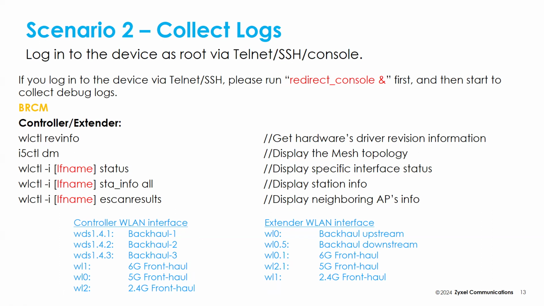Okay, so if we want to collect information from a specific interface, we can use the 3 commands listed here. Please note that the IFN marked in red here needs to be replaced. For example, if we want to capture information about the 6G fronthaul of our controller device, then we need to type in wl -i wl1 status. Then we can get the information on the 6G fronthaul interface of your controller device.